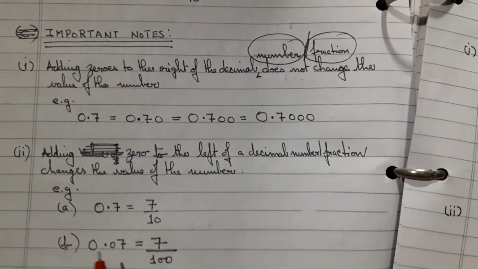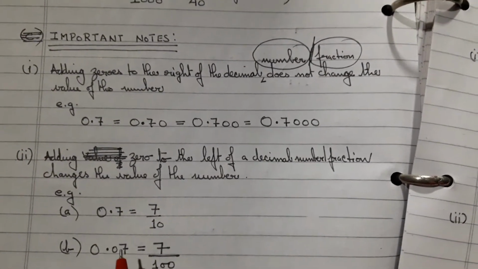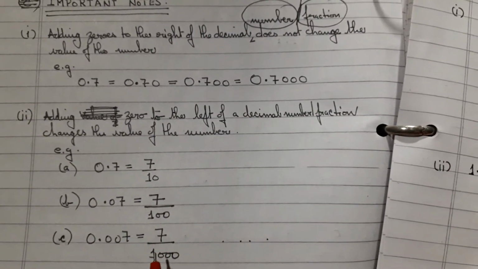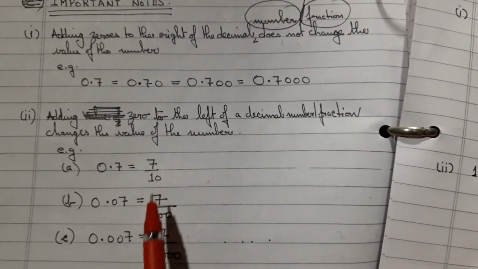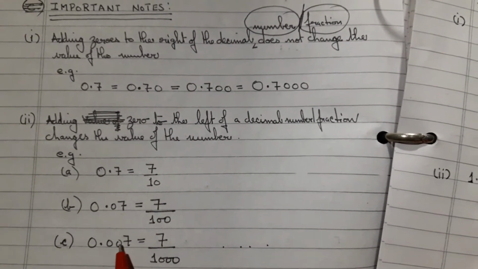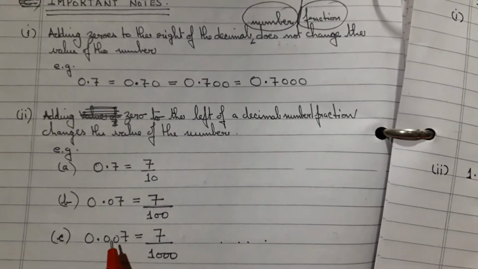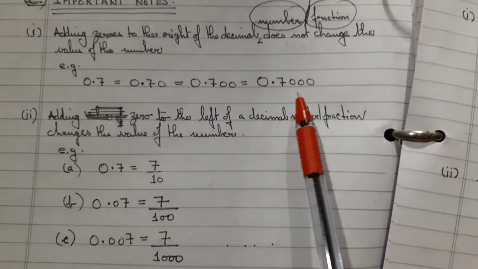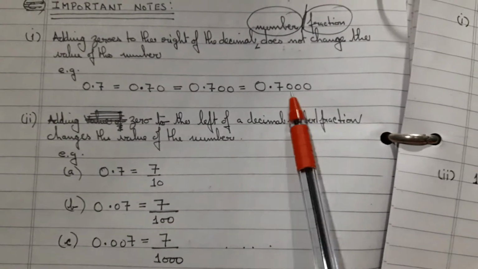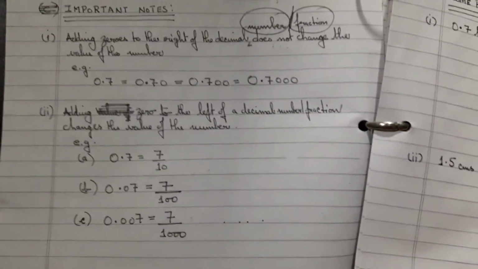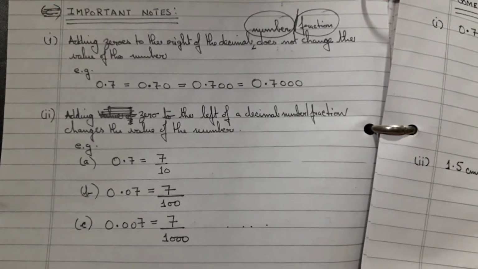0.7 is 7 by 10 and 0.07 is 7 by 100. 0.007 is 7 by 1000, right? So these are not the same. See, if I add a 0 to the left of the number after the decimal, it will have a value. But if I add a 0 after the number, there is no value of those zeros. Those are redundant, right? So this is very, very important.